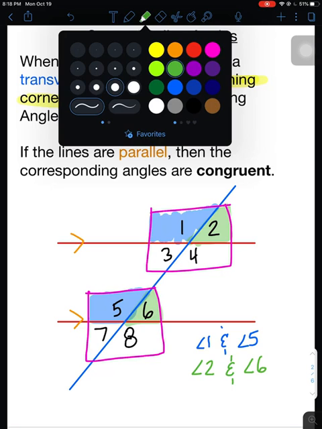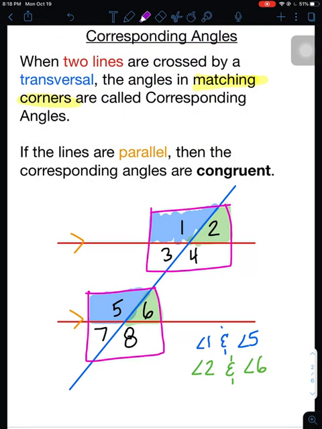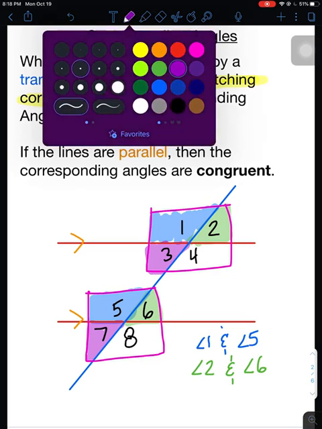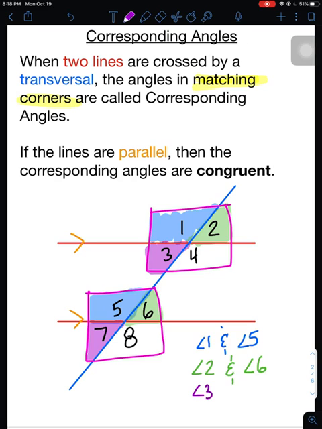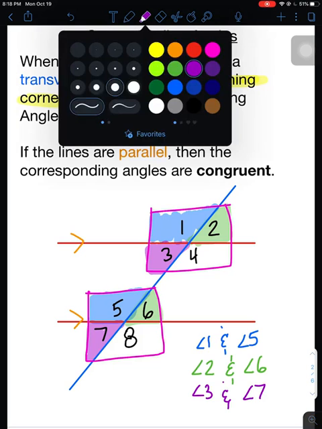Let's keep going. Which corner matches the corner that angle 3 is at down here? It's angle 7. So that means that angle 3 and angle 7 are corresponding.